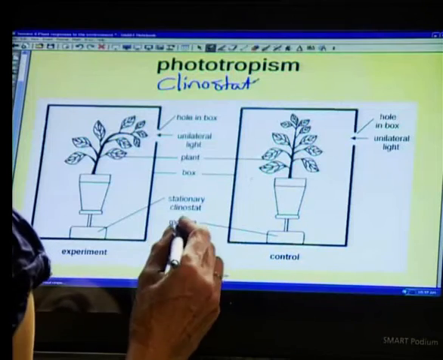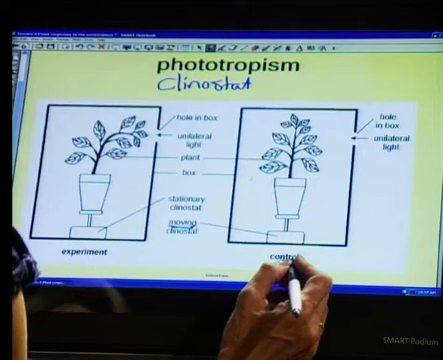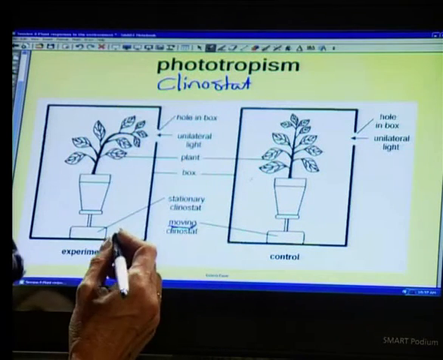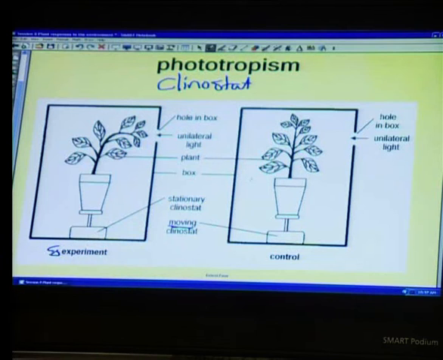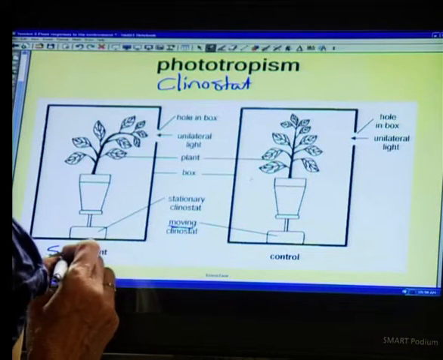In the control, you've got your clinostat, and your clinostat moves. The clinostat has a ticker timer on it, and the plant sits there and it turns slowly. As it turns, the whole plant tip gets some light, because it moves round and round. The light source is here, so all the sides of the plant get the same amount of light, not just from one side, because the clinostat is moving. If it moves, it is the control. If it is stationary, it is the experiment. So remember, if it is stationary, it is the experiment.